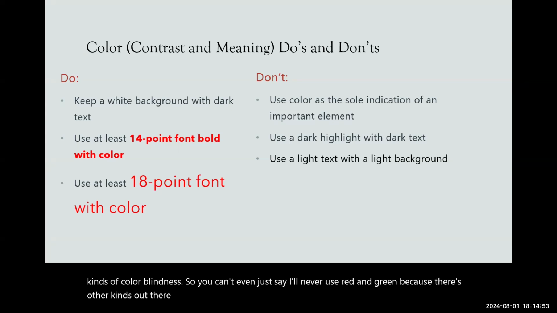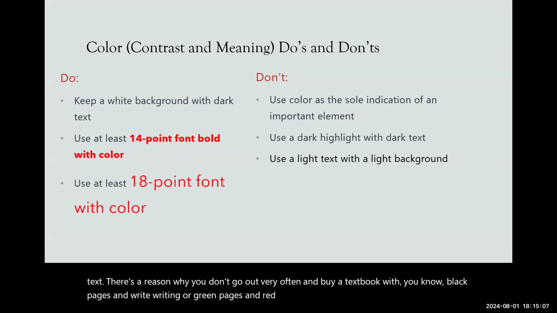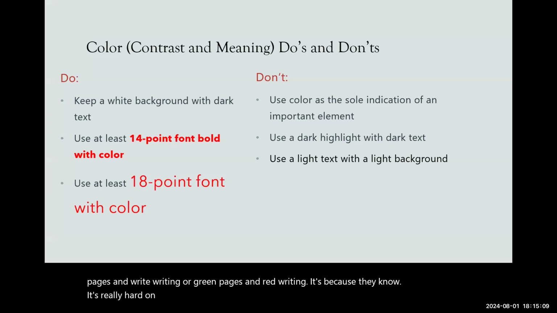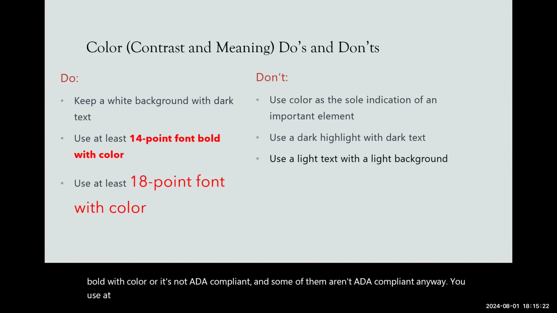The best thing to do for color is just keep a white background with dark text. There's a reason why you don't go out very often and buy a textbook with black pages and white writing, or green pages and red writing. It's because they know it's really hard on your eyes. If you absolutely have to use color for something, use 14-point font, bold with color, or it's not ADA compliant, and some of them aren't ADA compliant anyway. You use at least 18-point font with color if you're not going to bold it.